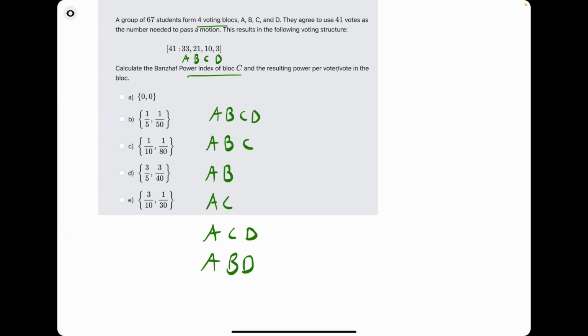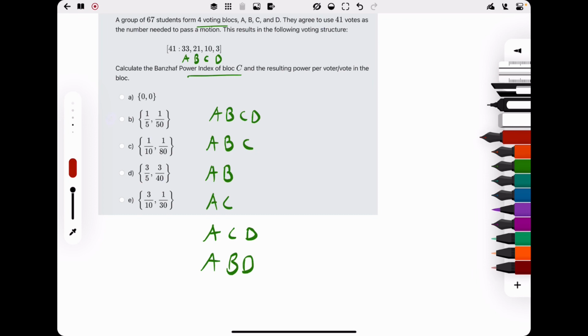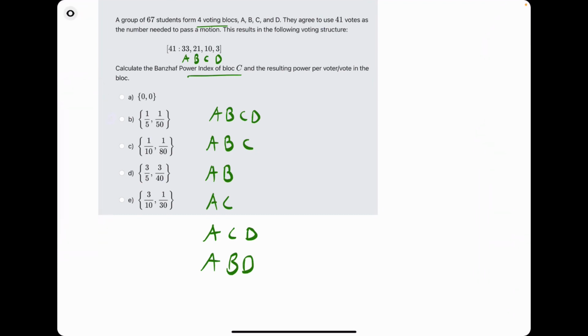So now let's count the number of critical voters in each one. So let's list the critical voters in each coalition. In ABCD, do we need anyone? We do need A. Do we need B? We do not need B. Do we need C? We do not need C. Do we need D? We do not need D. Okay, so number 2, we do need A. Again, we need A in all of these, so I'm just going to list A. A is critical in every single one.